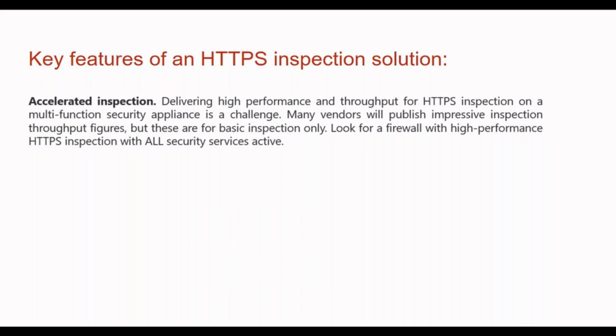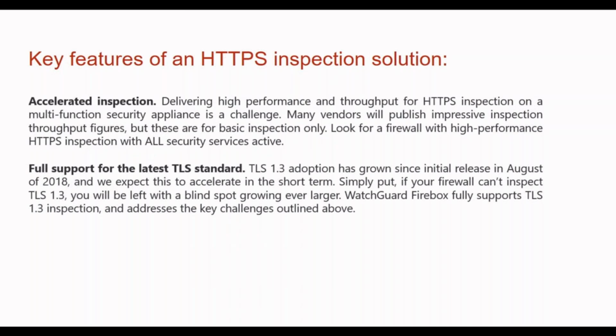A lot of the vendors, they're going to publish very impressive inspection throughput figures, but they are actually for basic inspection only. They are not doing the HTTPS decryption and then the content inspection over that. Second thing that you have to pay attention to is the full support of the latest TLS standard. The latest TLS is 1.3, and it has a popular adoption in the industry, and definitely it is something that your firewall has to support.